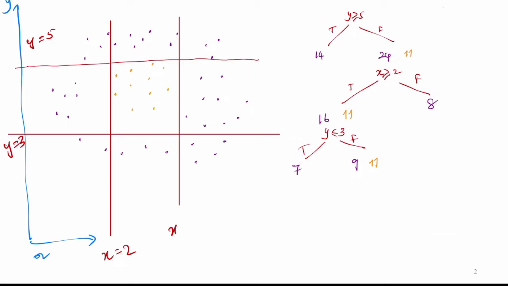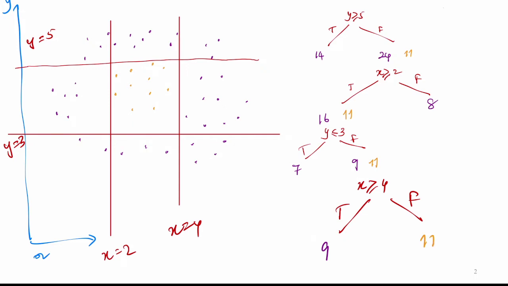I'm calling this x equals 4. So I'm gonna have a node here, x greater than or equal to 4. So now you can see that on the true side we have our 9 purples, and on the false side we have our 11 oranges.